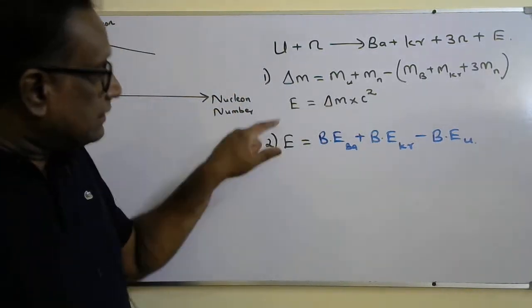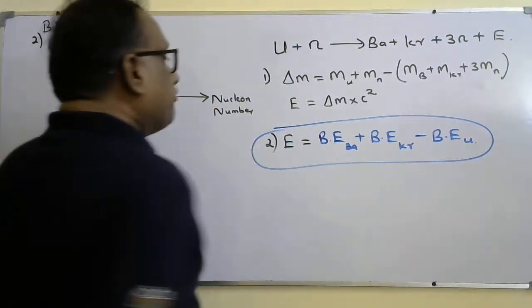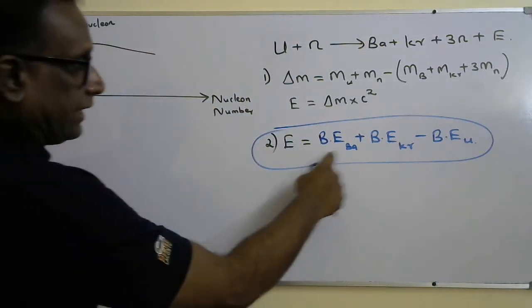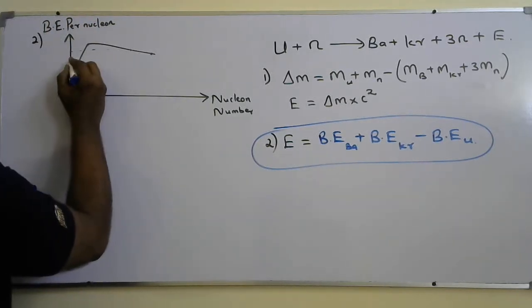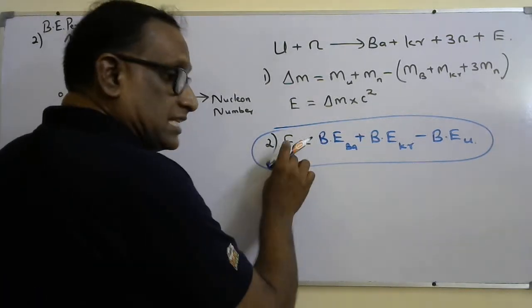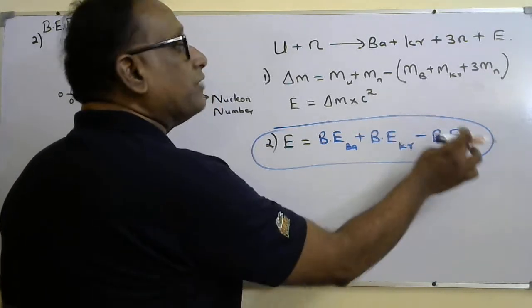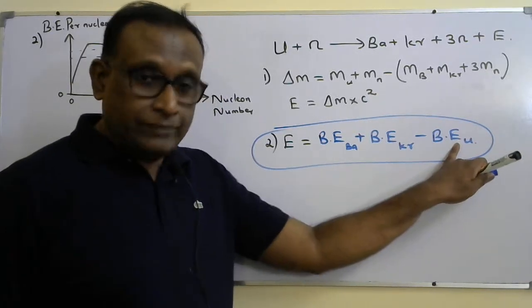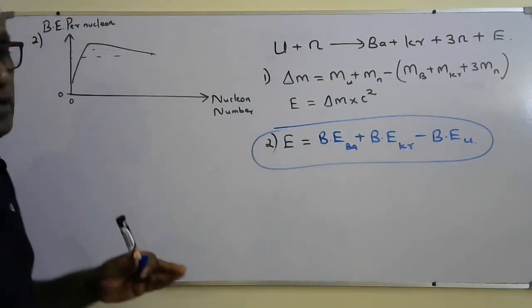When we consider this second method to answer this question, during the fission reaction, barium and krypton are somewhere here. Their binding energy per nucleon is larger, therefore the energy release will be larger. We are adding the binding energies of barium and krypton, then subtracting the binding energy of the uranium. But all those values are larger, so the final energy will be larger.